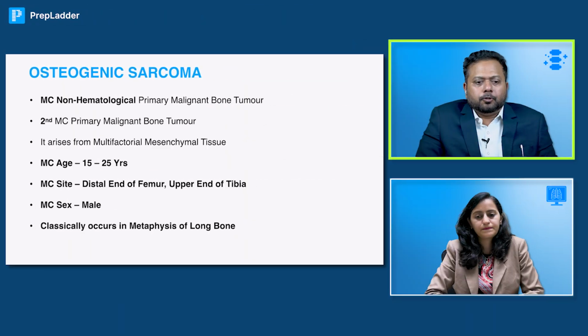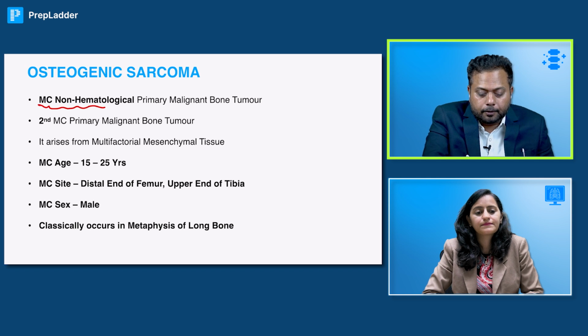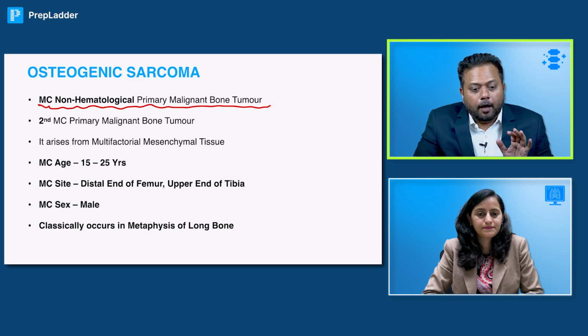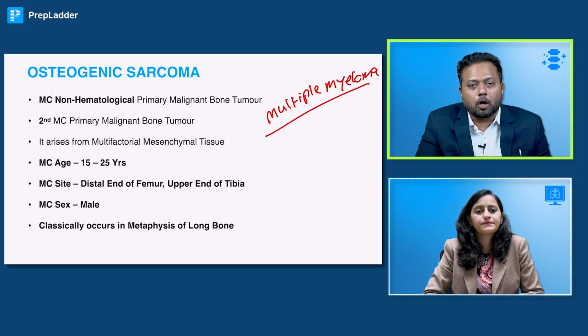Over to you, sir. So now we will see the important facts in osteogenic sarcoma. Ma'am has nicely explained the radiological features. As I said earlier, it is the most common non-hematological primary malignant bone tumor. This word is very important. If they ask the most common primary malignant bone tumor, the answer should be multiple myeloma. So you should always have this in your mind while selecting the most commons. Don't take it for granted. Read the 4 choices twice, then answer.